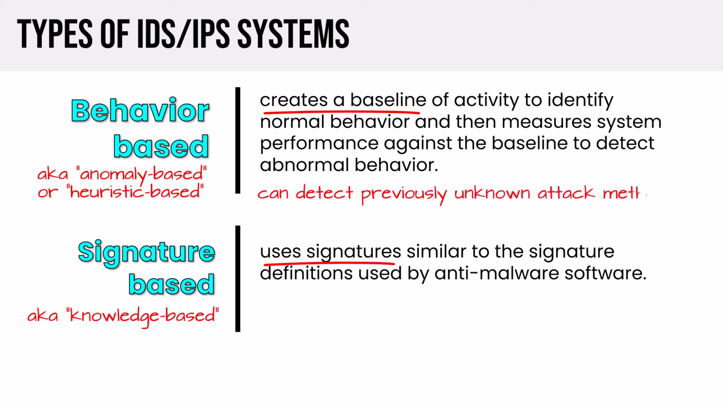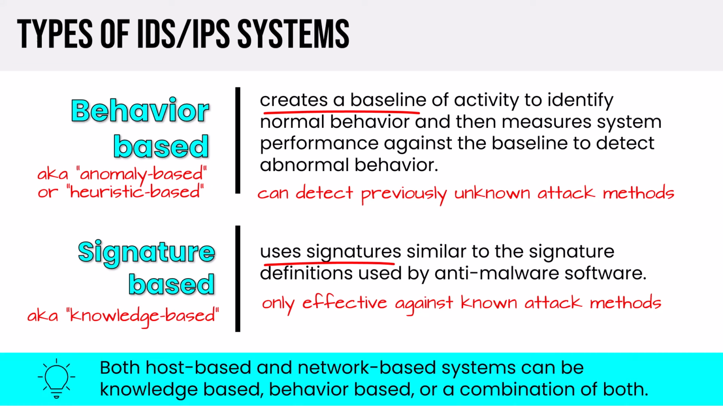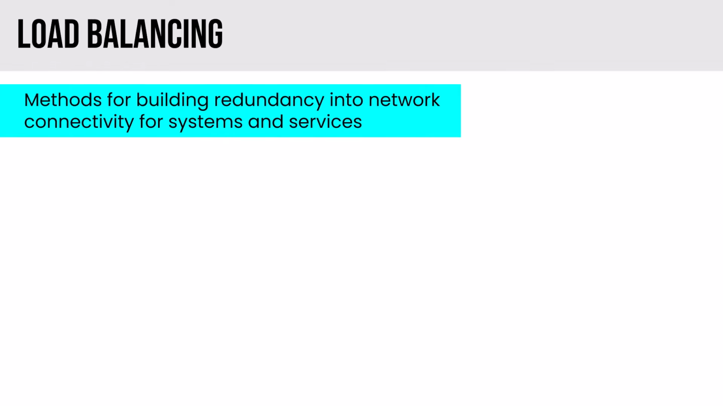So the behavior-based can detect previously unknown attack methods, where signature-based is really only going to be effective against known attack methods. But both your host-based and network-based IDS or IPS systems can be knowledge-based, behavior-based, or a combination of both. Load balancer gets a mention on the syllabus as well, and balancing load are multiple methods for building redundancy into network connectivity for systems and services.